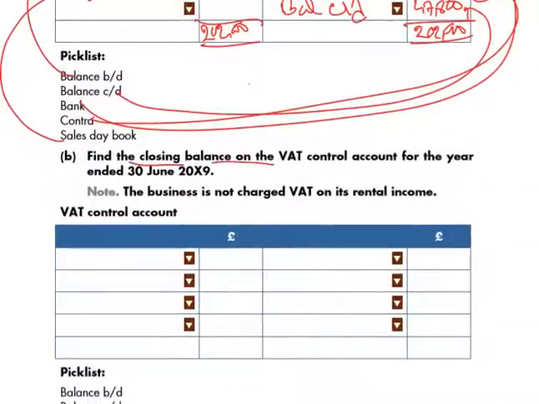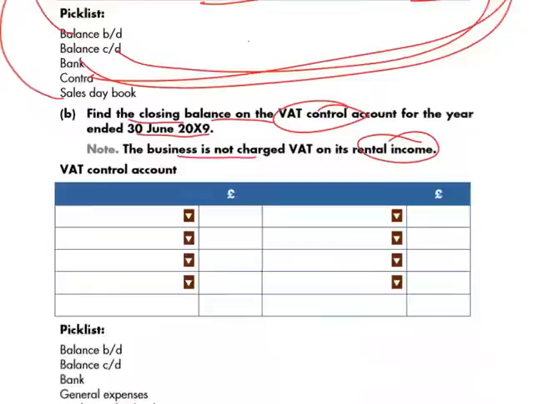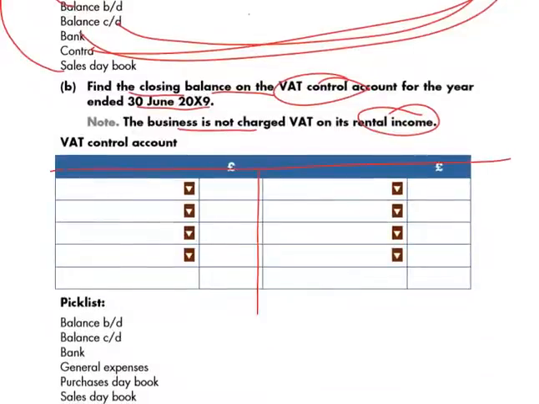Going to B. Find the closing balance of the VAT Control account for the year ended 30th June 2019. The business is not charged VAT on its rental income. If you remember the VAT Control account, DR, CR. CR means liability. If liability goes up on the credit side, liability goes down on the debit side. Remember, income related VAT goes on the credit side, and expense, purchase related VAT goes on the debit side. Also, if you have paid any VAT, your bank going down, bank credit and VAT debit.